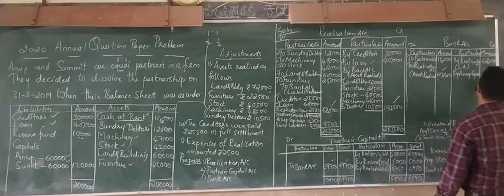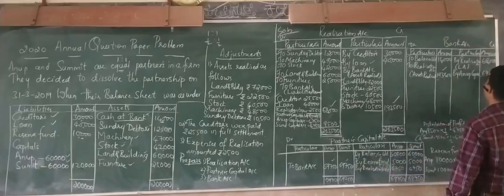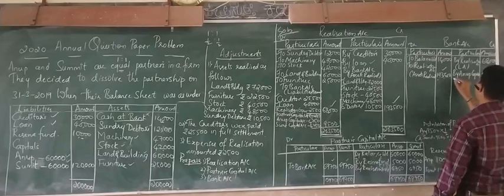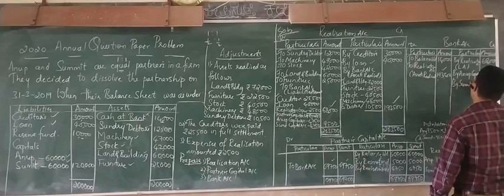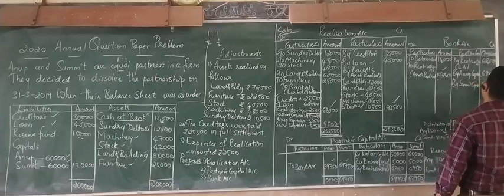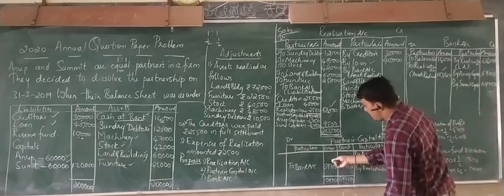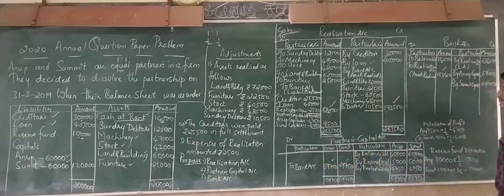So that is 69,750, and by Sumit capital account, that is 69,750. These values will be considered here. Okay, so just need to make a note of this.